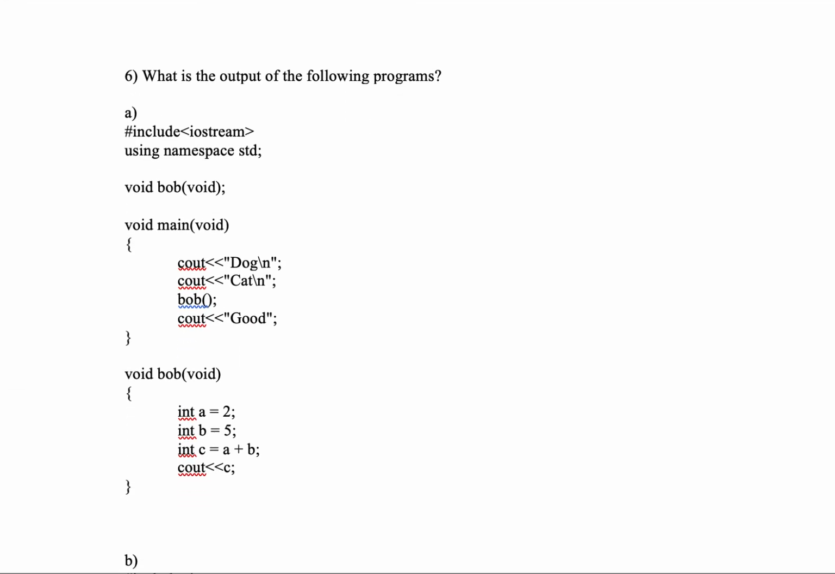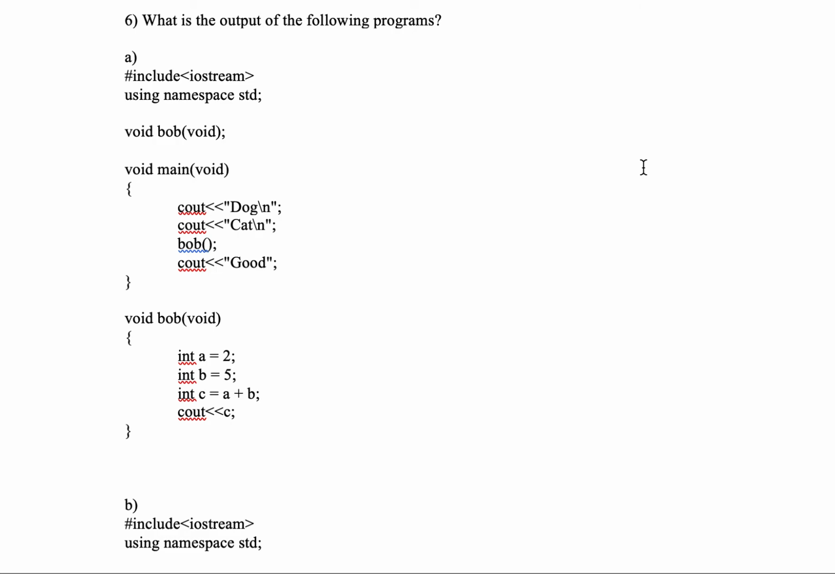All right, so 6 is in 2 parts, but it's the output of the following programs. Okay, well, the first one I'm just going to go through. I have one function here besides my main function called Bob. Right, there's its declaration.